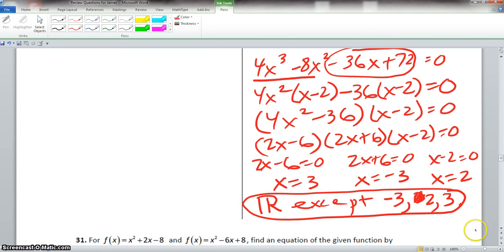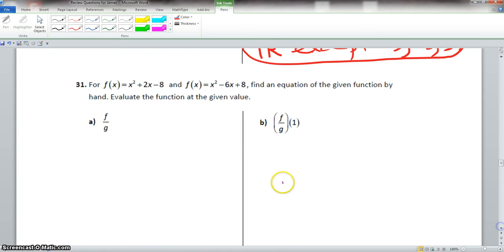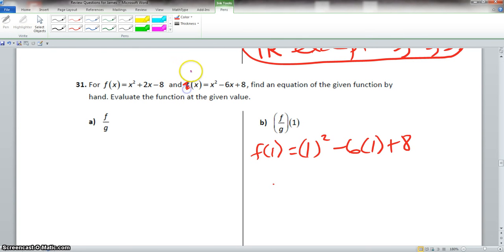Okay, now we can scroll down here to 31. We're going to do 31b. Now we have f divided by g. We see that we have this 1 here. So let's take each one of these individually and put in 1 for x. So this would be 1 squared minus 6 times 1 plus 8. Oh, there's a little mistake here. This is actually your g, and this is your f of x. So this right here should be your g, which I did first, and then I would do the f.